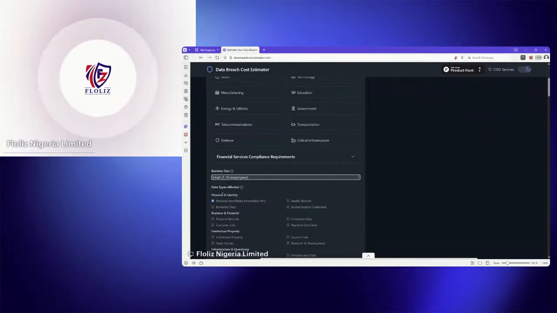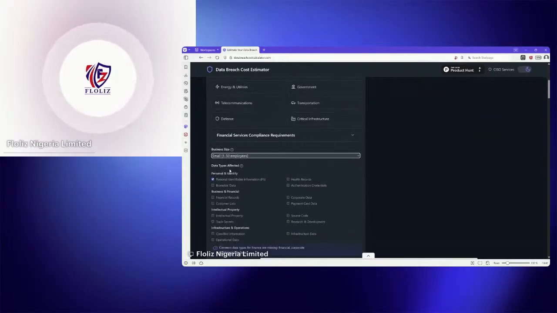Now they are not asking you the data type affected. So let's say personal data is affected. Let's say health record is affected. Let's say biometrics is affected, right? We are now assuming we have a data breach in our ecosystem, right? And this data breach now leads to us trying to estimate what will be the impact.